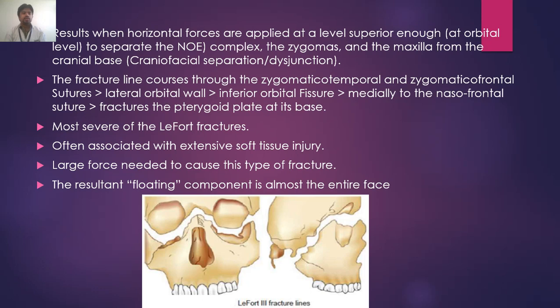The fracture line courses through the zygomaticotemporal and zygomaticofrontal sutures, lateral orbital wall, inferior orbital fissure, medially to the nasofrontal suture. It then fractures the pterygoid plate at the base. Most severe of the LeFort fractures, often associated with extreme soft tissue injury, large force is needed to cause this type of fracture. The resultant floating component is almost the entire face.